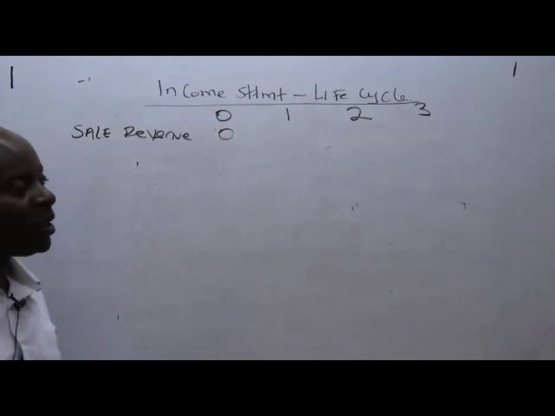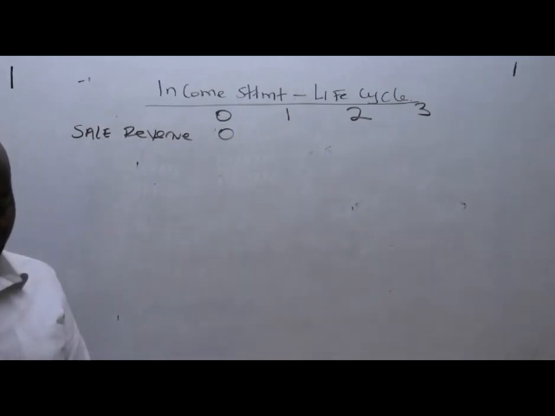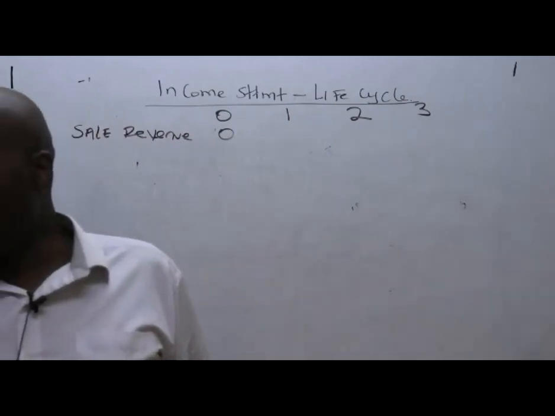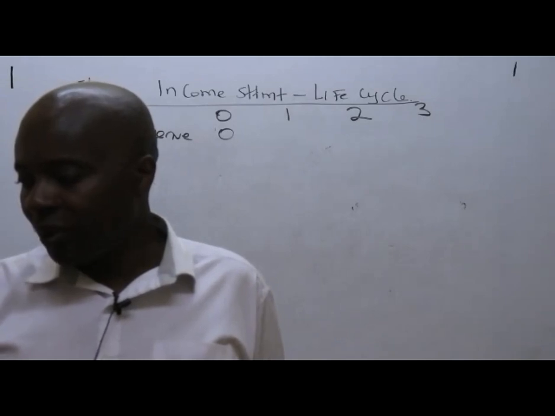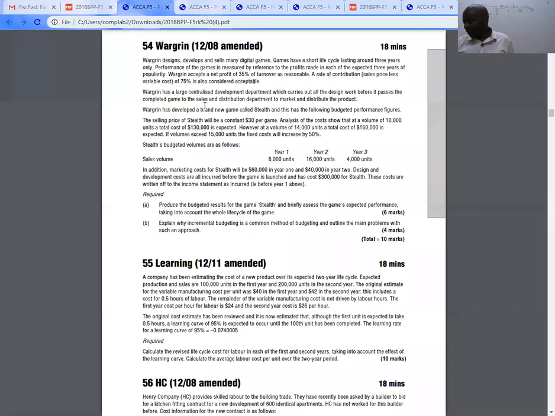So revenue there will be 0. Then we go to year 1. I can see quantity. Of course, it's not lost on me that there is a price given. Selling price is given here in paragraph number 3. The selling price is 30 per game.